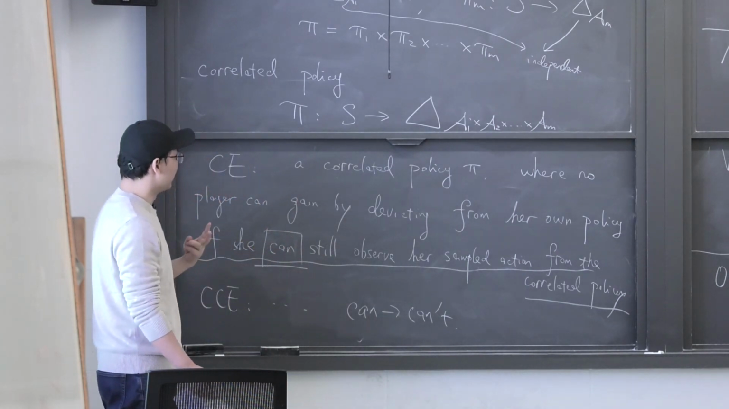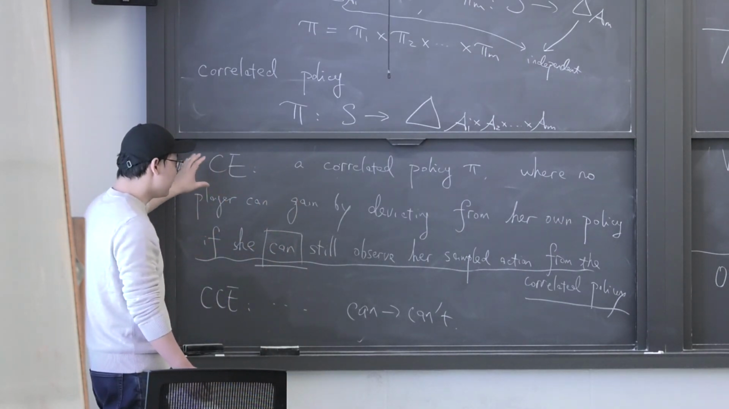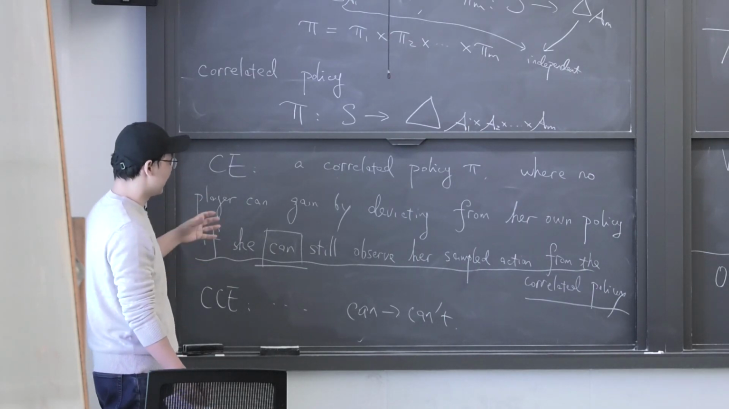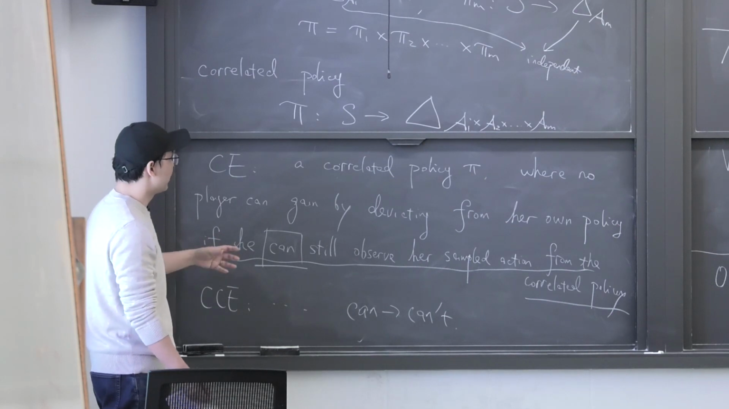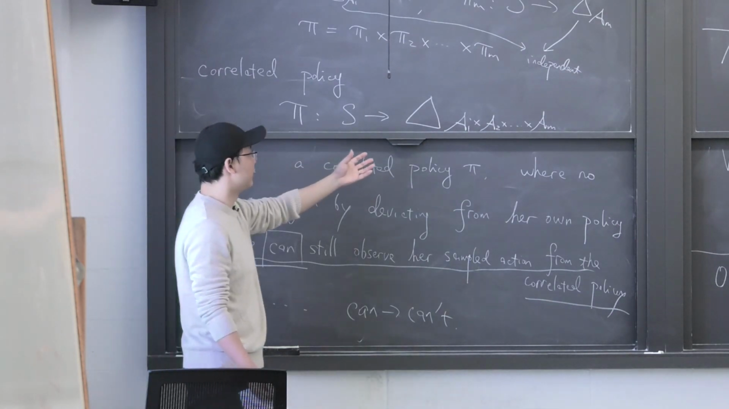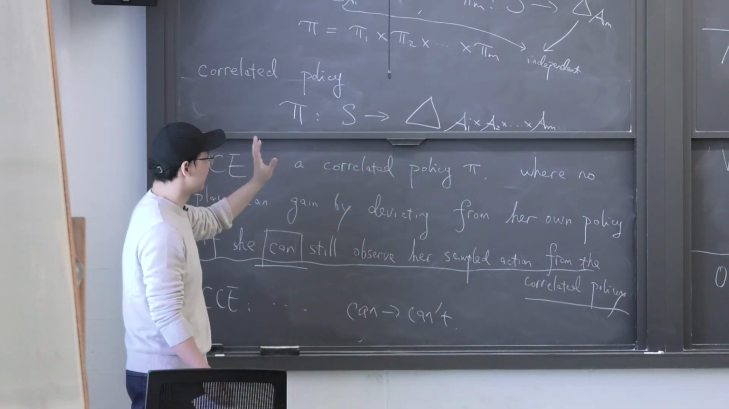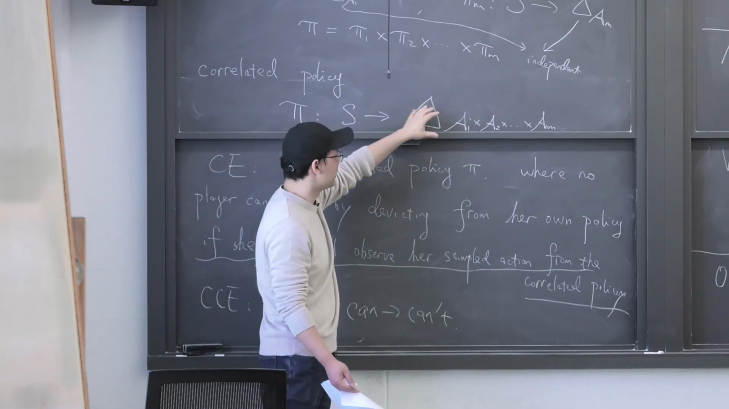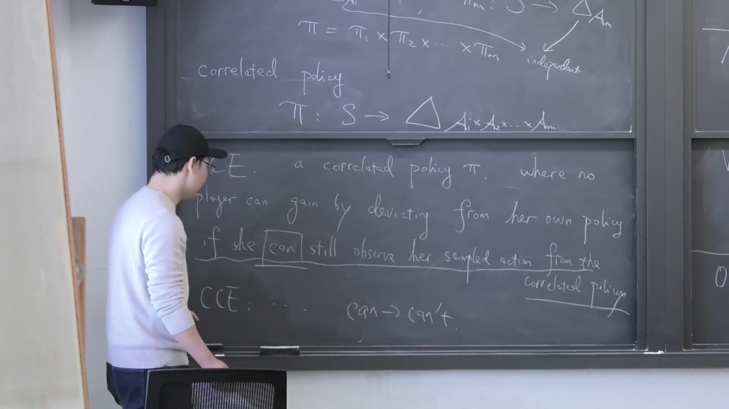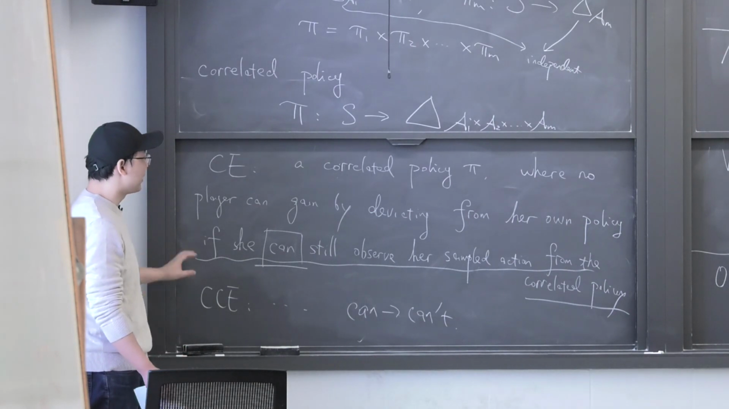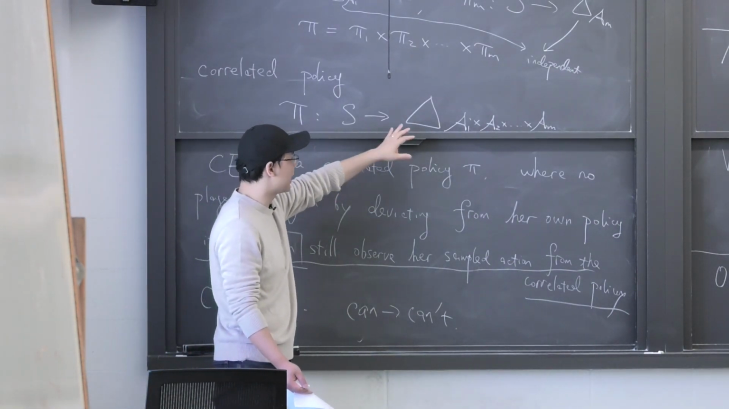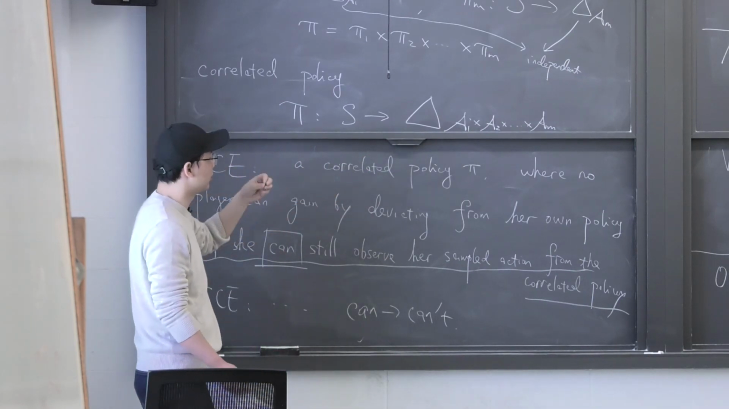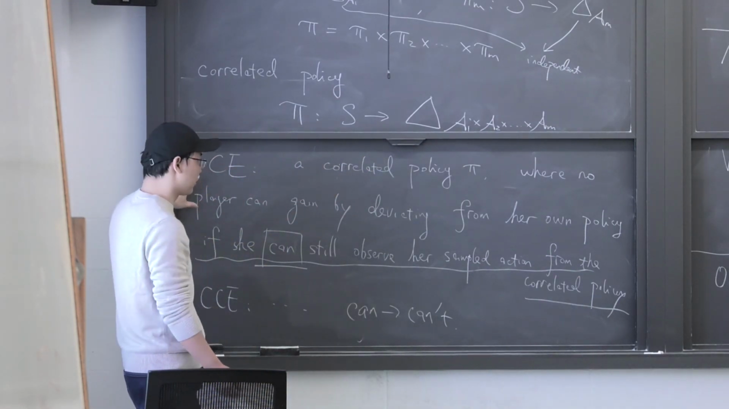So there are two types of things. One is if you deviate from your current policy, if you betray the other players, you can no longer observe the dice from the god. So you are just completely in the dark. I no longer know what kind of randomness has been sampled. This is called a CCE. On the other hand, if I betrayed and the god still gives me the dice, so I still know what the other player is going to play according to this randomness, this is called a correlated equilibrium.